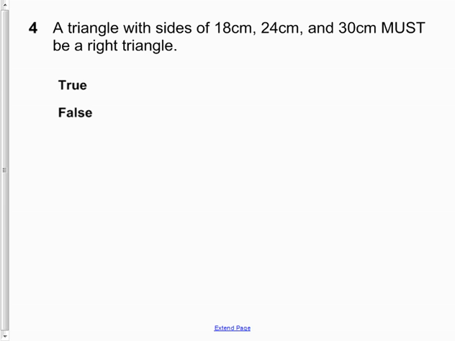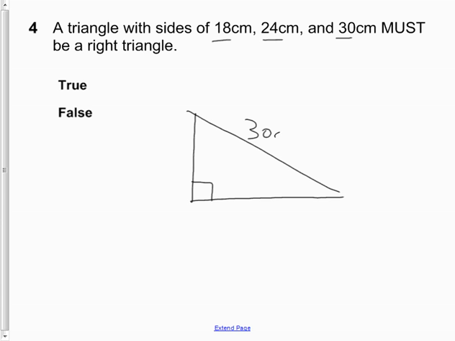Question 4. A triangle with sides of 18, 24, and 30 must be a right triangle, true or false? So the first thing I'm going to do is draw it. And since there are 3 side lengths given, I know that in a right triangle, the longest side is always the hypotenuse. So I'm going to put it there. And it really doesn't matter where we put the other 2 for legs. I'm just going to put these 2 here.